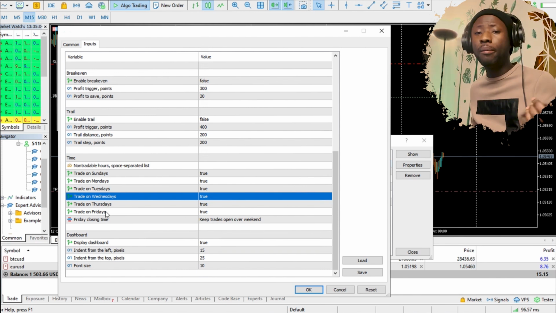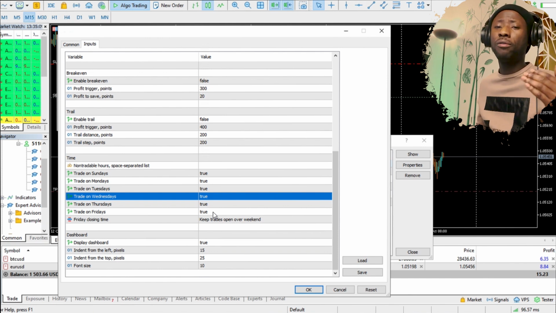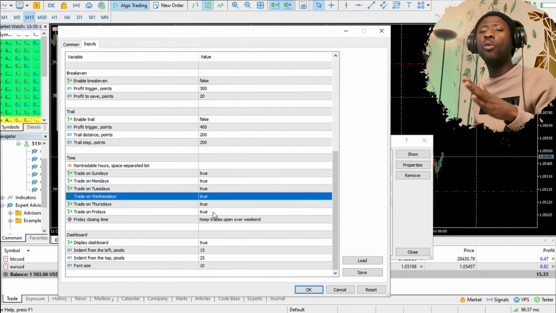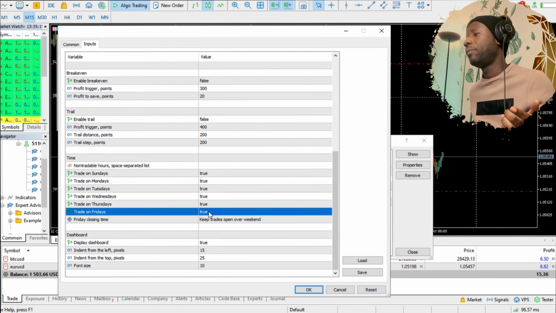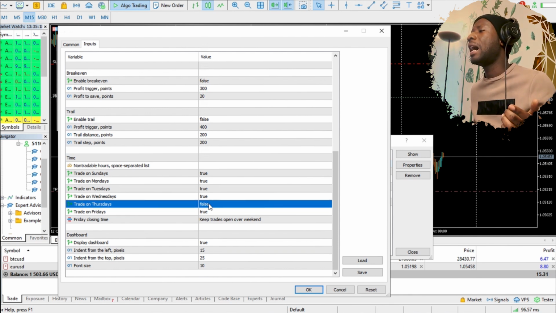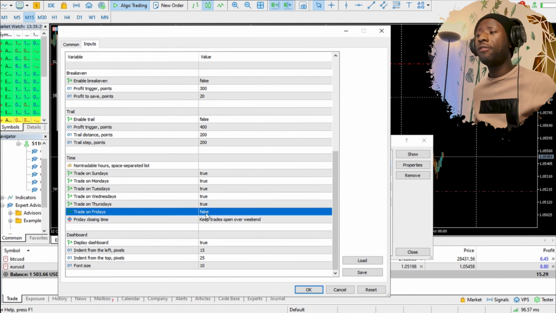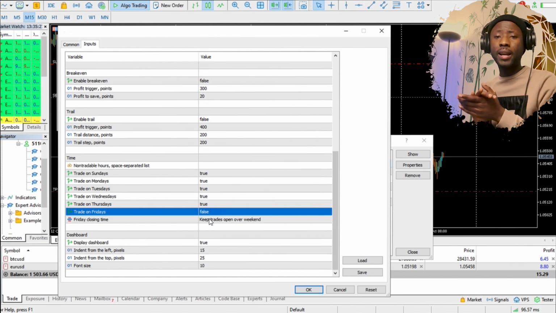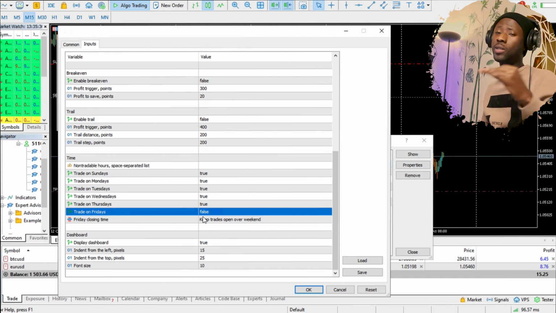An example could be on Friday. You don't want to take trades on Friday because you don't want to leave your account open during the weekend. Then you want to put it to true. Now all of these are on true, so that means I'm trading every day. If you don't want to trade on Friday, then put it to false. You see, it's saying trade on Fridays. You say false, no, don't trade. So on Friday the robot won't take any trade.